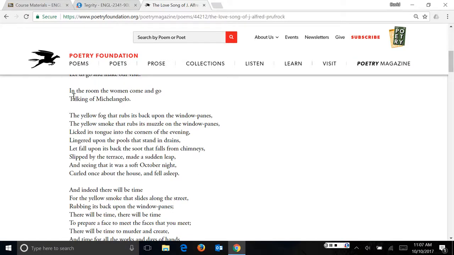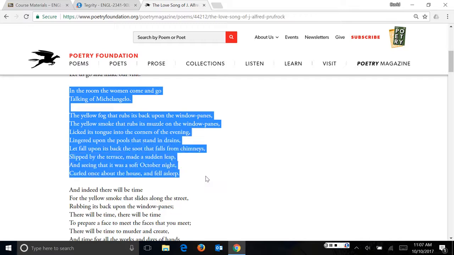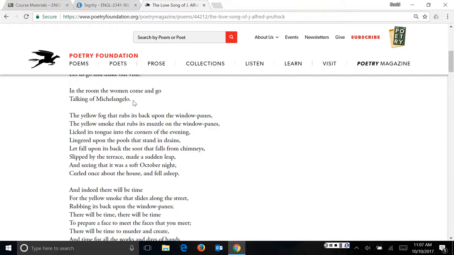So just in these one or two stanzas, he's talking about a room, and when he says the women are talking of Michelangelo, Michelangelo is a late Italian Renaissance artist, and this would have been centuries later, and women are still talking about him, suggesting that these women are pseudo-intelligent, right? They're not really intelligent, they're just pretending to be by talking about this person.